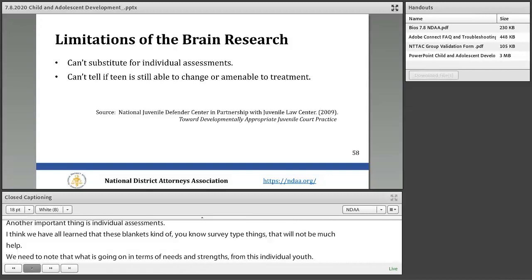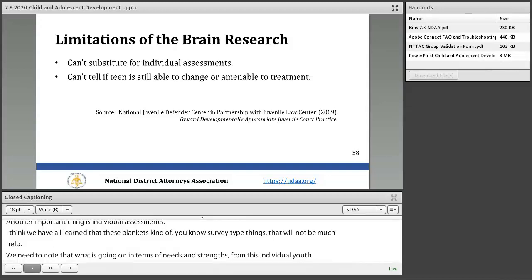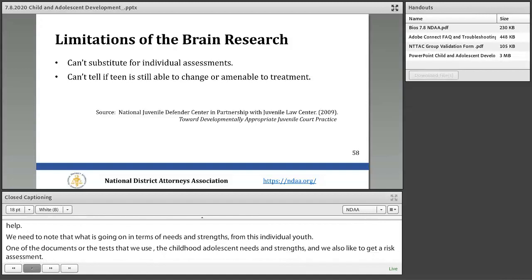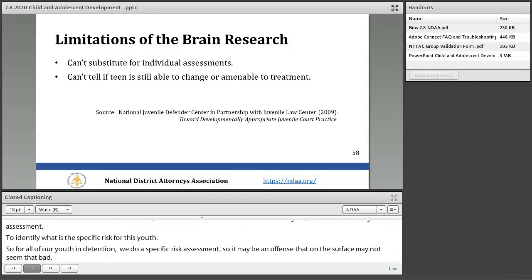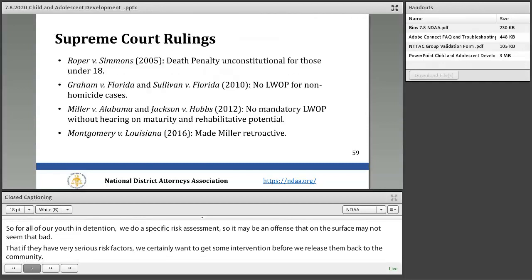And we also like to get a risk assessment to identify the specific risk for this youth. So for all of our youth in detention, we do a specific risk assessment. It may be an offense that on the surface may not seem that bad, but if they have very serious risk factors, we certainly want to get some intervention before we release them back to the community. Those assessments help us handle that situation better and get that kid help sooner.